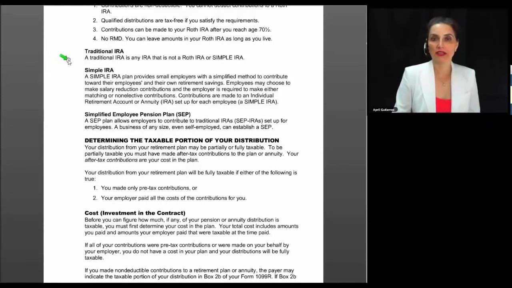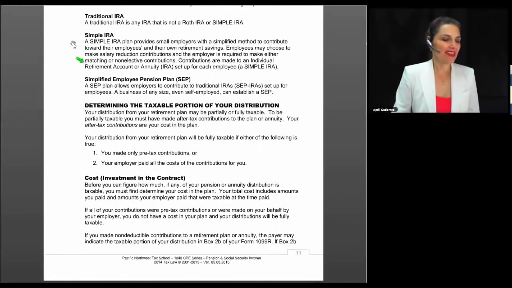Traditional IRA, the definition of that is any IRA that is not a Roth IRA or a simple IRA. A simple IRA plan provides small employers with a simplified method to contribute towards their employees' and their own retirement savings. Employees can choose to make salary reductions, and then the employer is required to make either a matching or a non-elective contribution. Contributions are made to an individual retirement account, or IRA, that is set up for each employee, and it is called a simple IRA.